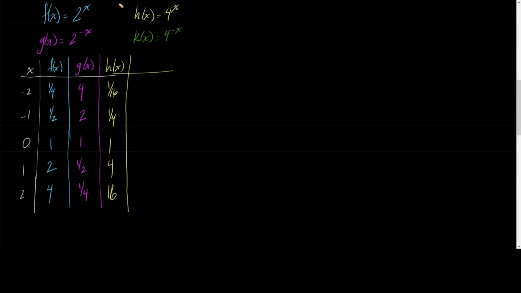Now let's look at our last friend over here, k of x. And that's not the right color. There we go. So plug in -2, 4 to the -2 is 4 squared, which is 16. Plug in -1, 4 to the -1 is just 4. Plug in 0, 4 to the 0 is 1. Plug in 1, 4 to the -1 is 1/4. And plug in 2, 4 to the -2 is 1/16.